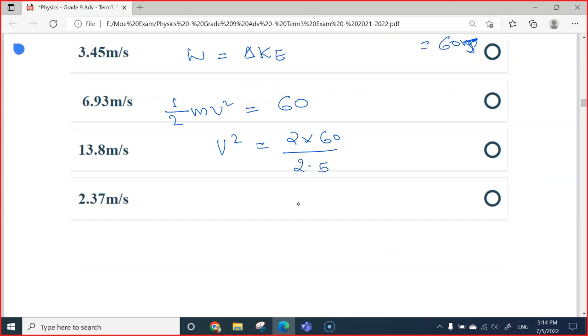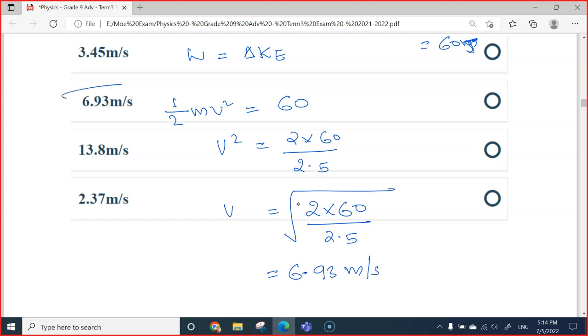If you want to calculate the speed, we will write V equal to, remove this square, we will take the square root here: 2 multiplied by 60 divided by 2.5, square root. The answer is 6.928. So we will choose 6.93 meter per second.